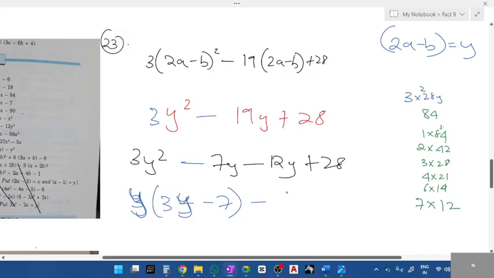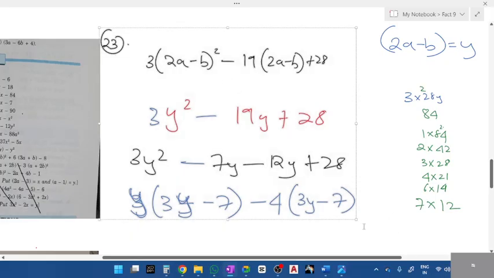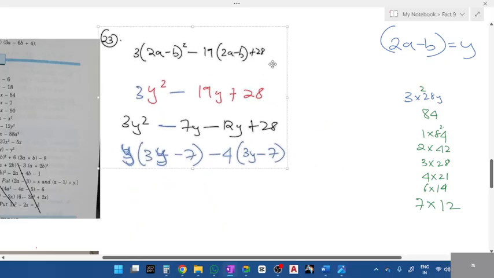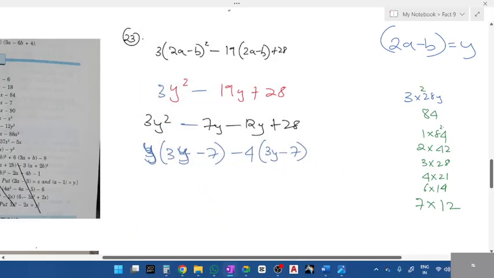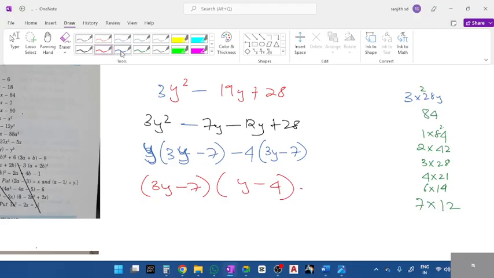Start from 2 times table. I'll write the direct value, students. 4 will be common for this. Okay, then what do you get? 3y minus 7. Clear? Did you all understand till here? 3y minus 7 completed. Now what is common, students? 3y minus 7 into y minus 4. Okay, that's it. This is the answer.